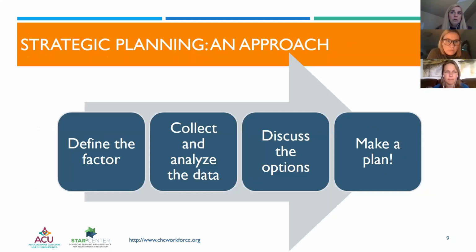So when we take those internal and external factors, we want to do a couple things as we are going through the strategic planning process. You want to define the factor, whatever it is that you're looking at. You're going to collect and analyze that data. You're going to discuss the options and then make a plan. So it's really those four things. And if you're talking to health centers about this process, you can say, you got this, right? You can do this. You can take each factor and go through these four different steps and ultimately end up with a strategic plan.